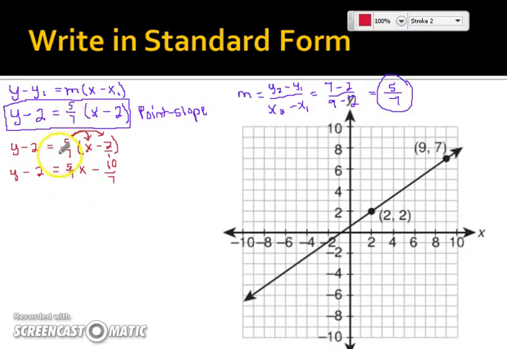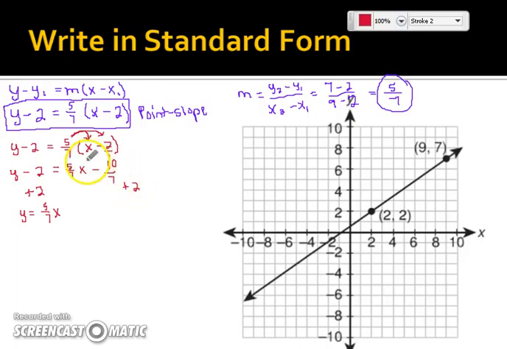So we've distributed through our slope. Next step is to get y by itself. So we would add 2 on each side. So then we have y equals 5/7 x. And now this other thing, notice this is a fraction. I can't just add 10 plus 2 to get 12.